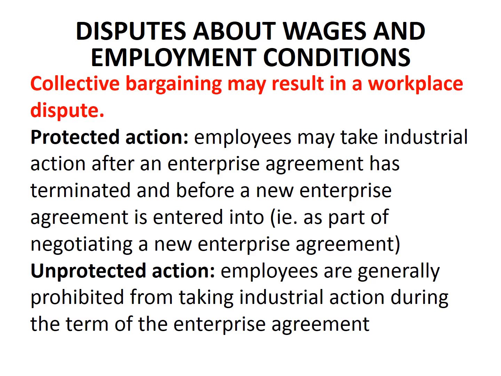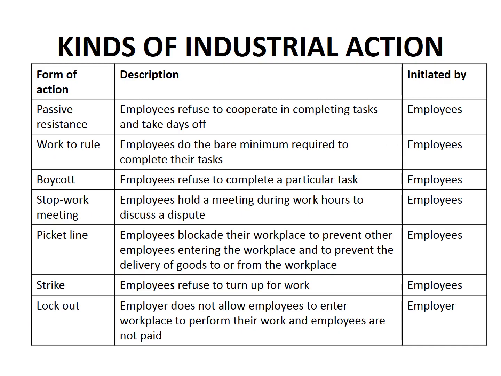And if they do take industrial action during the term of an enterprise agreement, then the Fair Work Commission or the courts may order the employees to return to work and or may require them to pay compensation to their employer for disruption caused by the industrial action that they've taken. There are 6 kinds of industrial action which are available to employees, and these are listed on this slide in order from least disruptive to most disruptive.